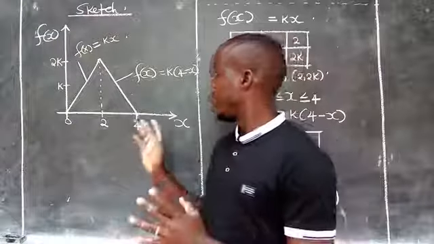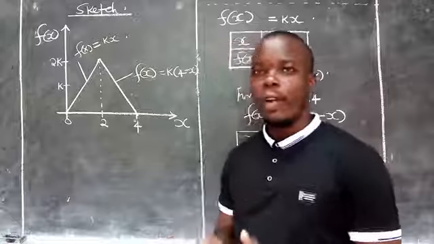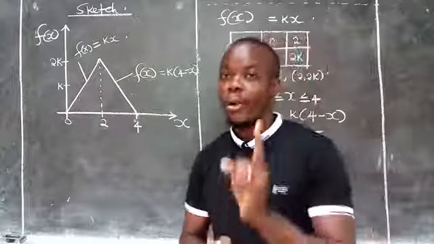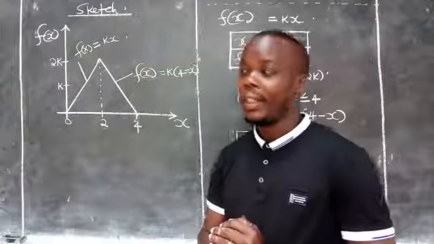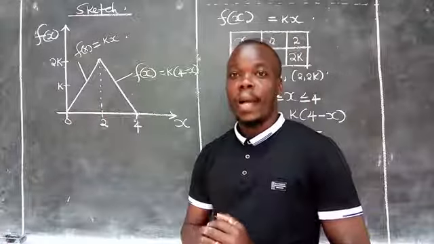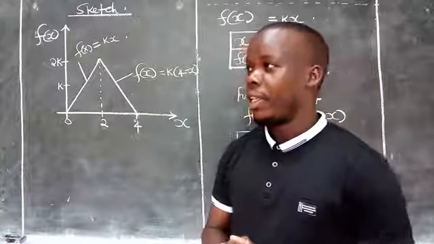Now we want to use this sketch to find the value of the given constant. In this case, our constant is k, without going through the process of integration. Number one, you realize the figure we have come up with is a triangle, and we know the formula for getting the area of a triangle.